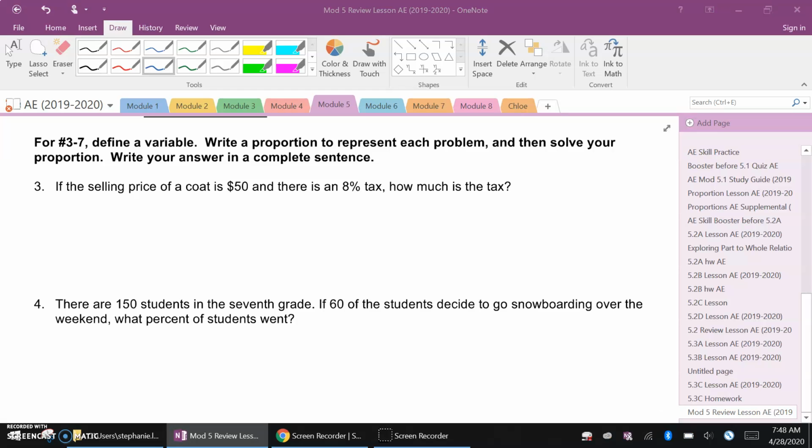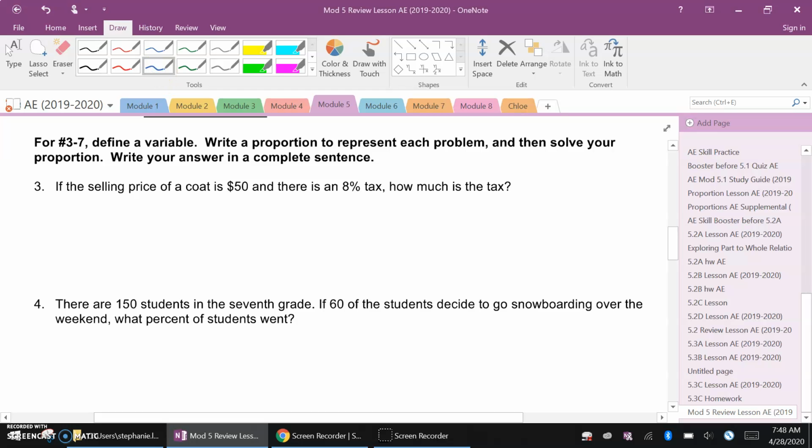So, we're going to be on the Mod 5 review. We are just going to do numbers 3 through 7 because those are your word problems. And then the homework tonight is going to be the Mod 5 review, just numbers 7 through 11. So it says to define a variable, write a proportion, and go ahead and solve.